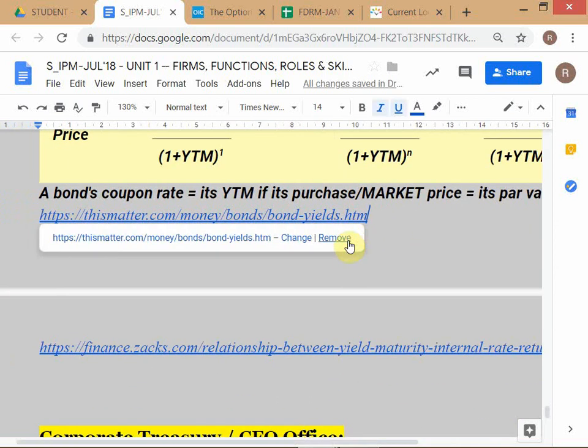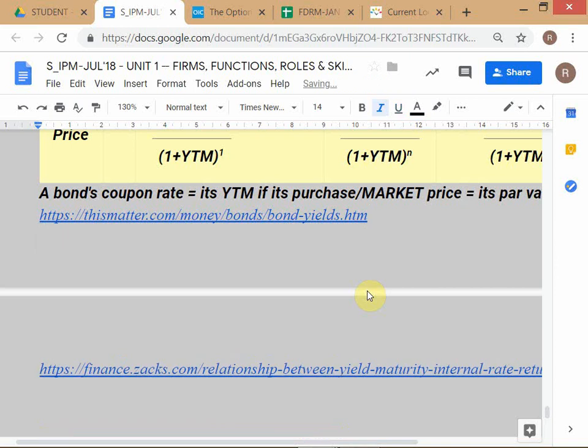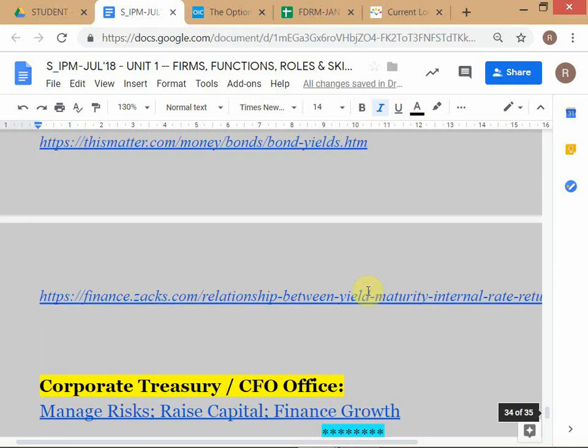and figure it out. If you read this, this is a very good website, thismatter.com. His taxonomy might differ a little bit from mine, so you use my taxonomy. But whatever he writes, he will not write any wrong stuff. It's a good website for you to learn finance. Zacks is also a good website.